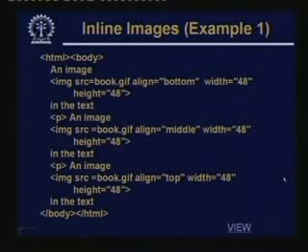Now, let us look at a few examples. The first example says there are three images: an IMG tag in the text. IMG tag source equal to book.gif, this is the image file. Here you have given align equal to bottom, aligned with some width and height specified.